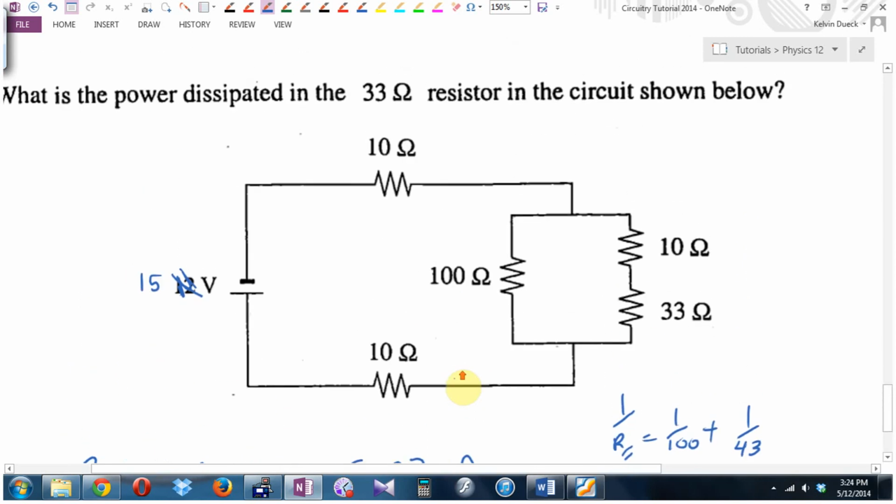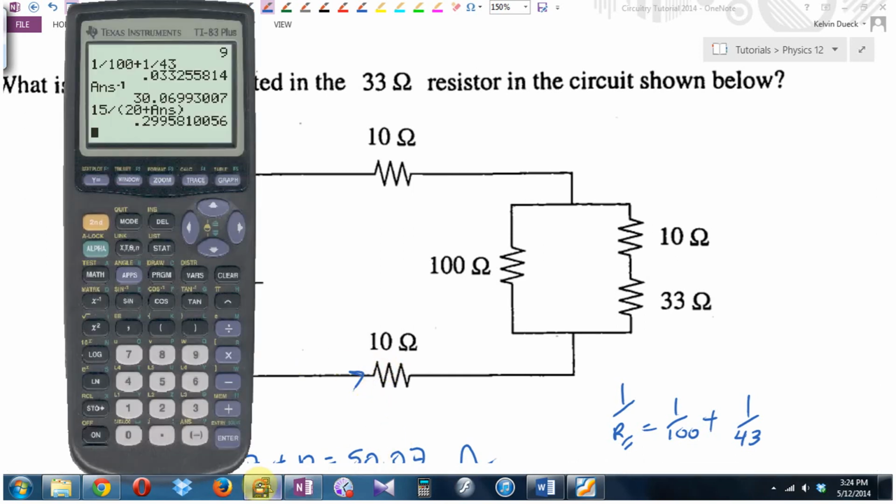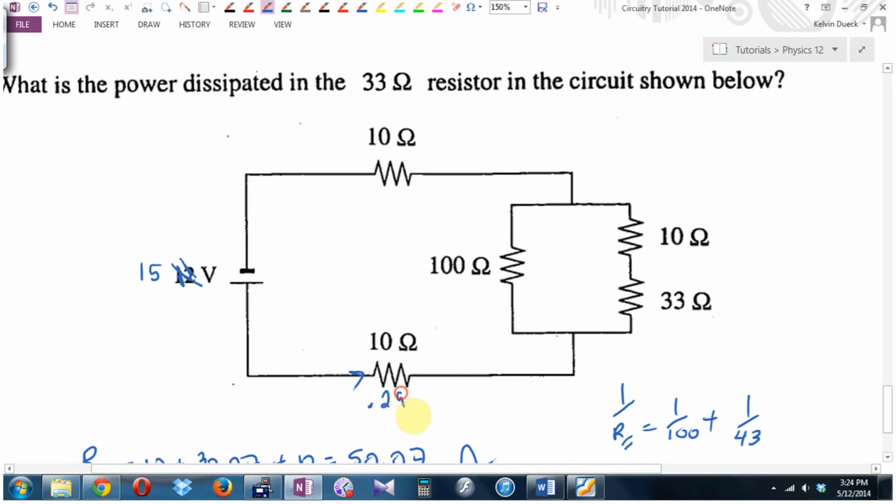Is that enough? Let's see. What do they want me to find? The power dissipated in the 30 ohm. I know going through here, it's, what did I say, 0.2996? I could now find power. Oh, also I could do the voltage, and that's easy to do. I times R. R is 10, so 2.996 volts. Same with up here, 0.2996 amps, 2.996 volts. Can I find anything else?